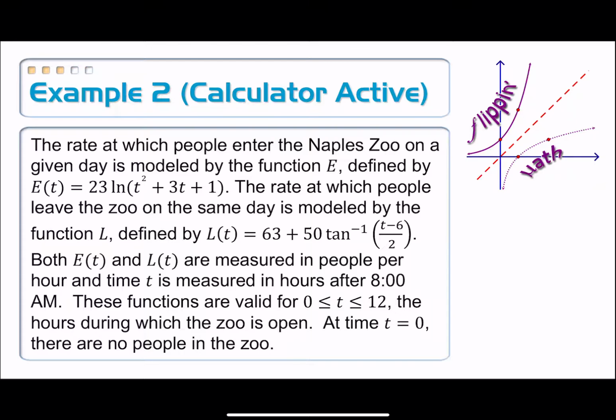At time t equals 0, there's no one in the zoo, obviously. They're not counting all the people like the zookeepers, the lion tamers, and all of that. Right? They have lion tamers at a zoo? Or is that a circus? Anyway, yeah, so they're not counting those, just patrons, customers.